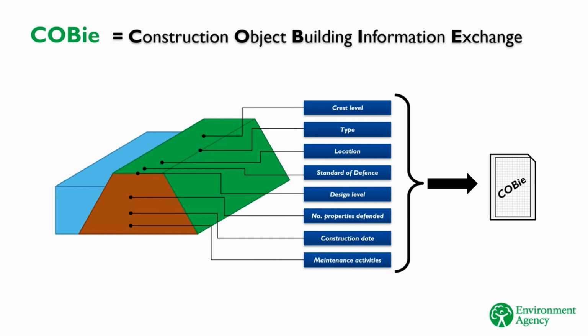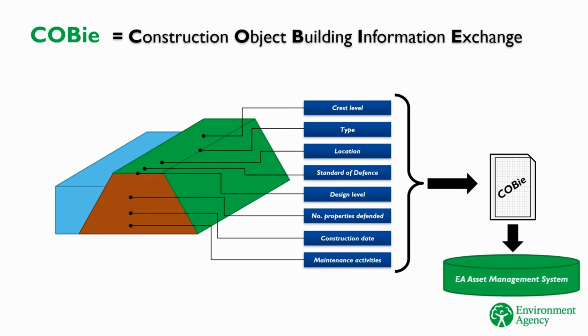What this means is that we can collect asset data, things like the crest level, standard of protection, cost, etc., as the project is carried out. With COBie, we don't need to interrogate drawings or reports to collect data. We can pull it directly from the model into a COBie file, which we can import into our asset management system. This saves time and makes the data more reliable.